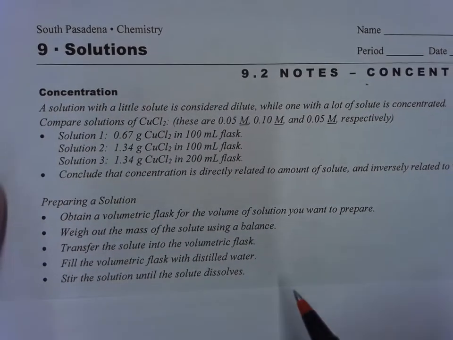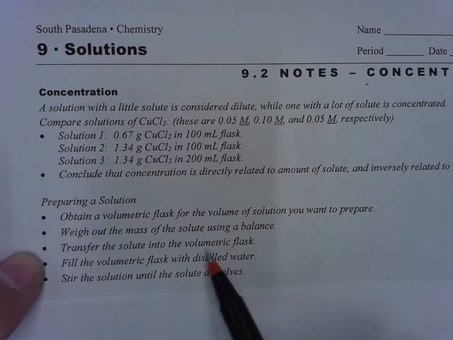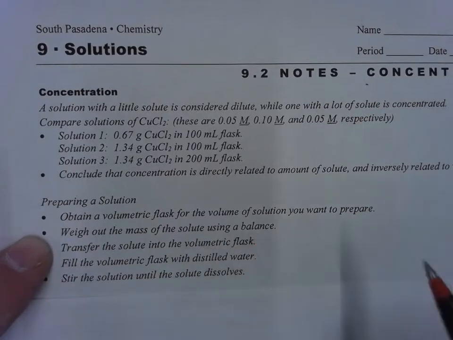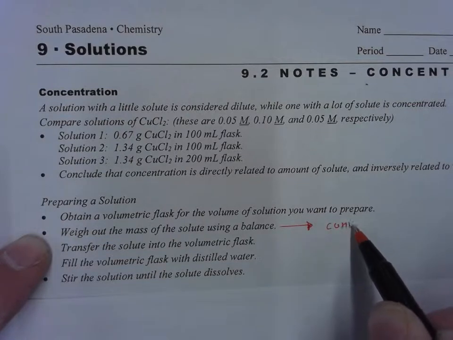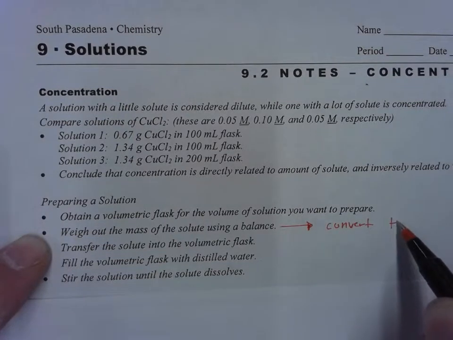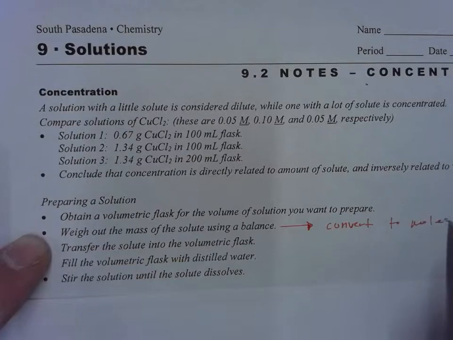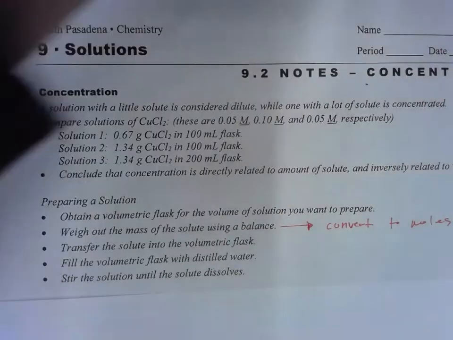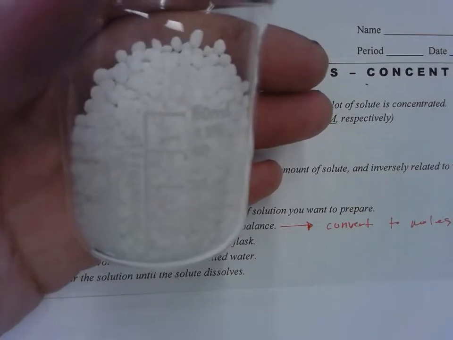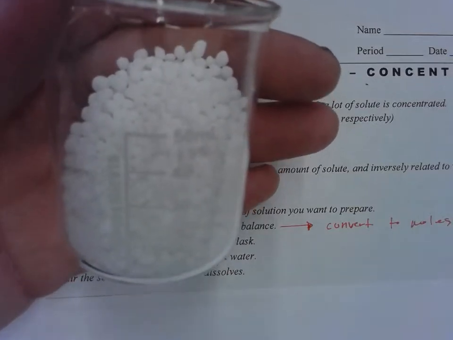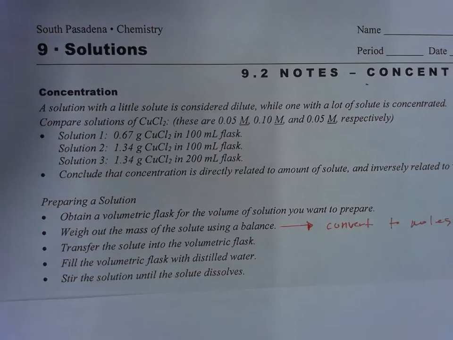One more thing you have to do is, after you weigh out the mass of the solute using a balance, convert to moles. Convert to moles, okay? You got to convert it to moles. So in this case, I don't know how many moles this would be, but I would use the molar mass. I'd find out what the chemical formula is, use the molar mass, and convert this to moles.